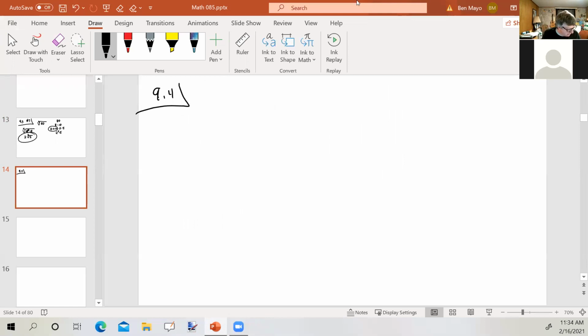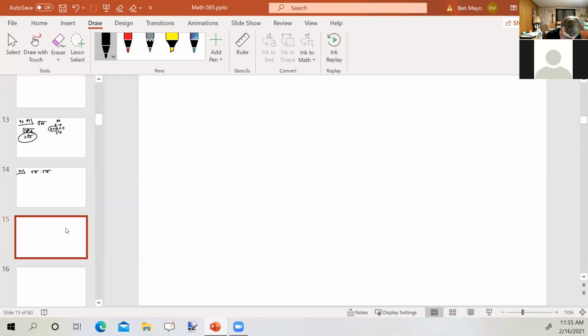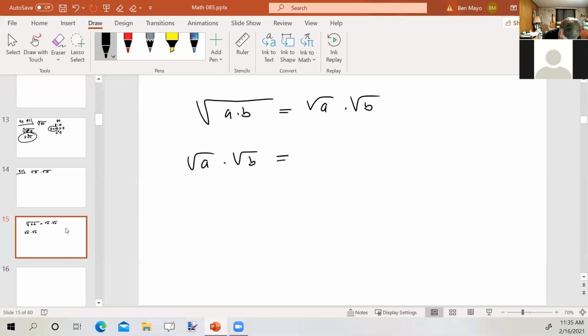So first of all, I want to look at multiplying radicals together and simplifying them. Let's say we've got the square root of 3 times the square root of 15. In the previous section, we talked about how the square root of a times b can be written as the square root of a times the square root of b. That also means you can write the square root of a times the square root of b as the square root of a times b. You can go either direction with it, okay?